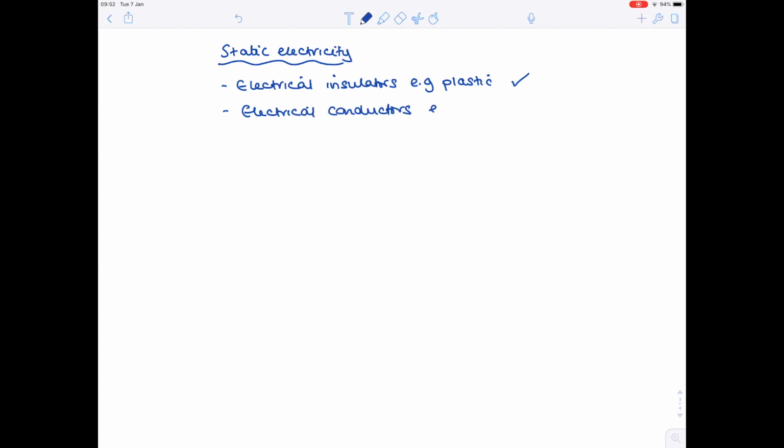One thing I'd also make a note on is static electricity. Now this is when there's a buildup of charge, and it only occurs with electrical insulators, e.g. plastic. It doesn't occur with electrical conductors such as metals, and that's because metals allow the free movement of electrons, so you can't get that buildup of charge.